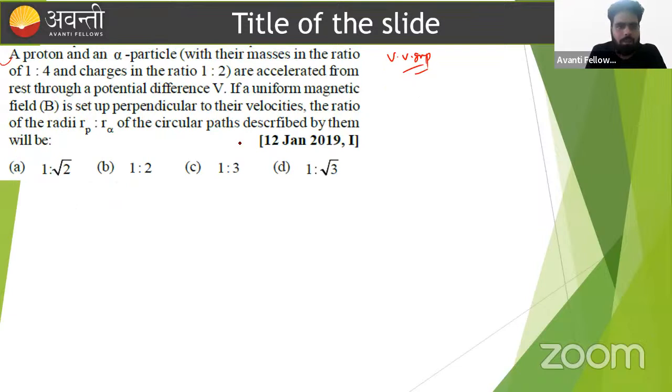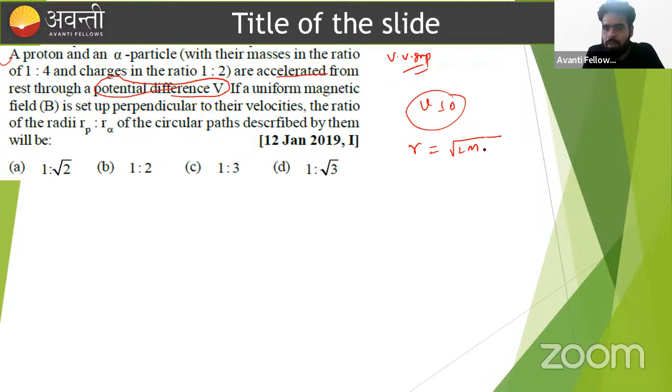Sir, in this type of problem, the velocity and magnetic field are perpendicular to each other, so the particle moves on a circular path. And sir, it is saying that it is accelerated from rest and the potential difference is given. Then which formula are we going to use? R equal to under root 2mqV divided by qB. I hope this is clear for everyone. Very good, beta. We know that we have to choose this type of formula.